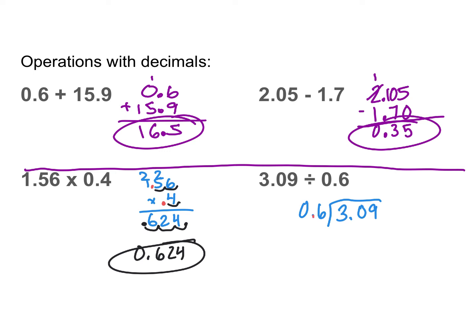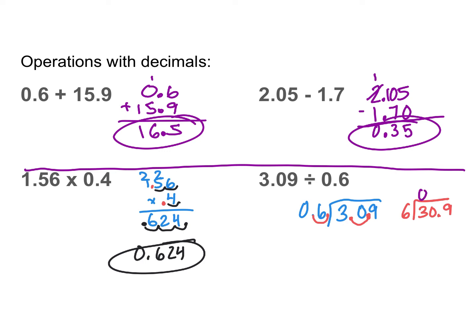So to do that, I'm going to multiply this by 10 or move the decimal point over 1. So if I move the decimal point over 1 or multiplied by 10, it moves here. So let's rewrite that. On the outside should be a 6. On the inside is 30.9. And we talked in class about why it works out to be the exact same answer if you do the same thing to the outside as you do to the inside. So now I can do this problem.